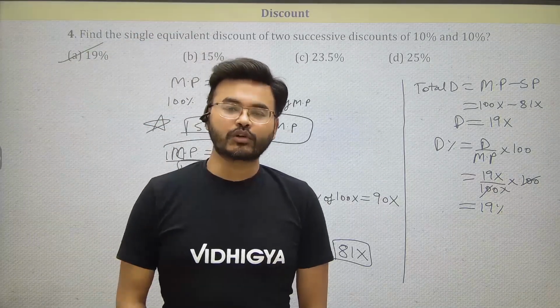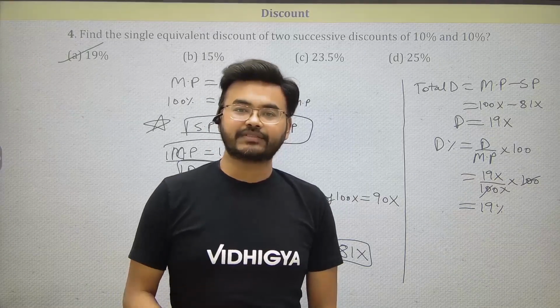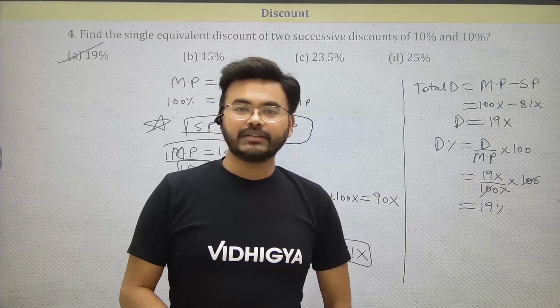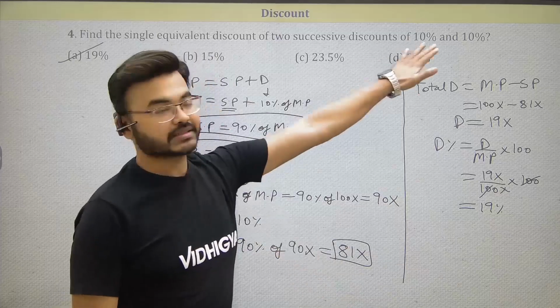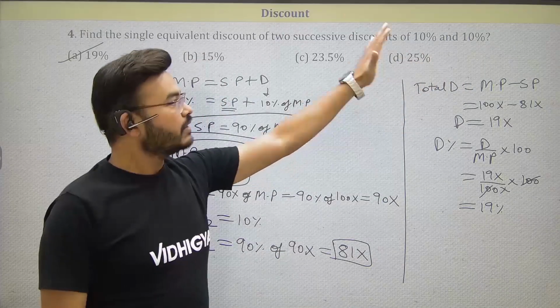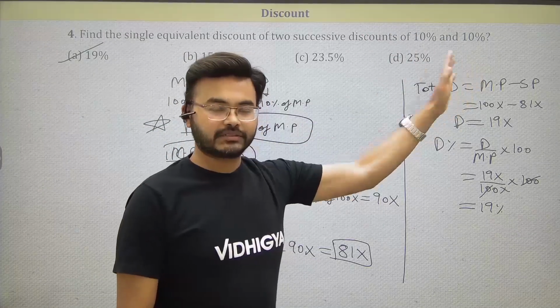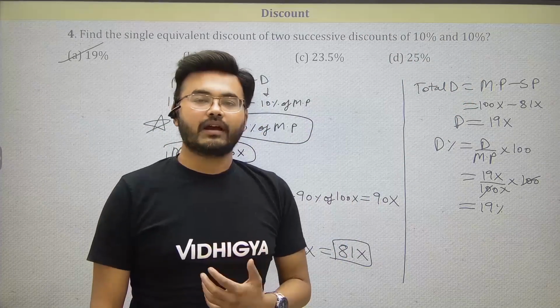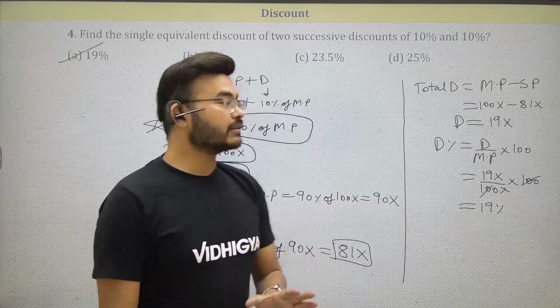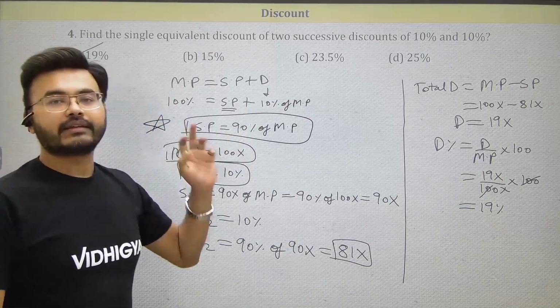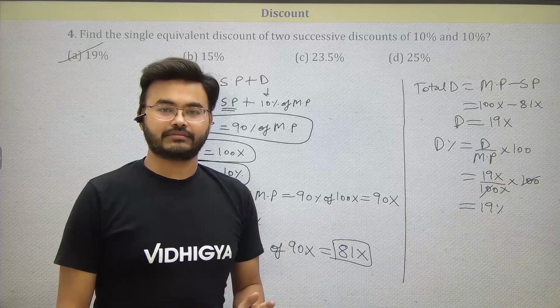So whenever you go for shopping and they are offering you a successive discount, that doesn't mean that they are offering you 20% discount. Okay. First is 10% and then successive discount of 10%. So that doesn't mean that you are given a discount of 20%. Rather, you are given discount of only 19%. Okay.